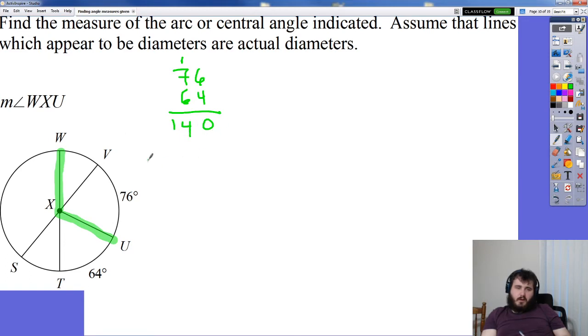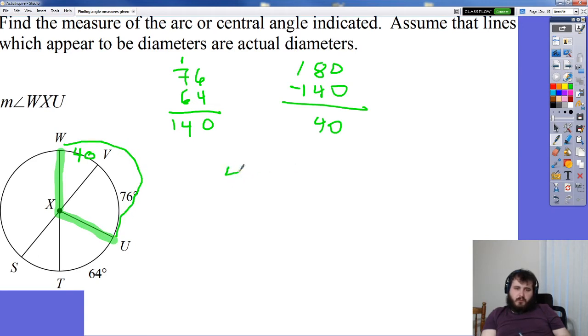$140. Great. So let's subtract from 180. So this piece right here, 40. So now all we have to do is add that up and get the angle. What is 40 and 76? Let's add those up. 116.